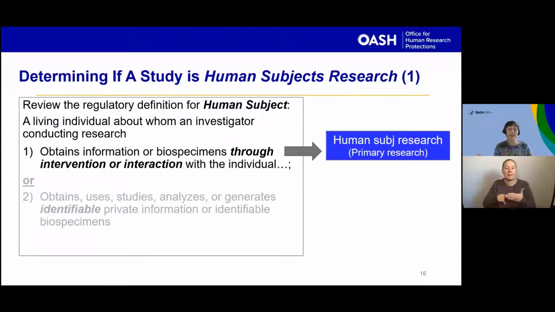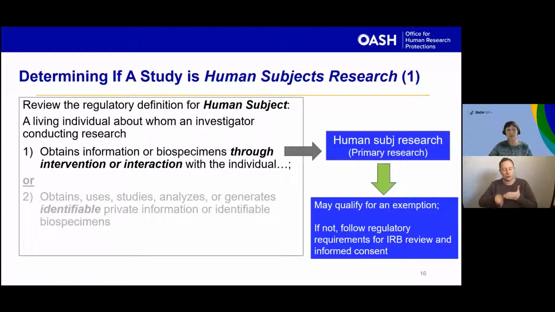Now, is that human subjects research? I tell you, for the purpose of the research, those activities were done, right? So regardless of who did them, they were done specifically for the purpose of that activity. That makes it human subjects research. I hope this point is clearly conveyed to you.